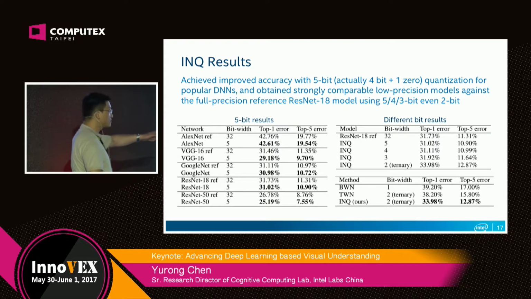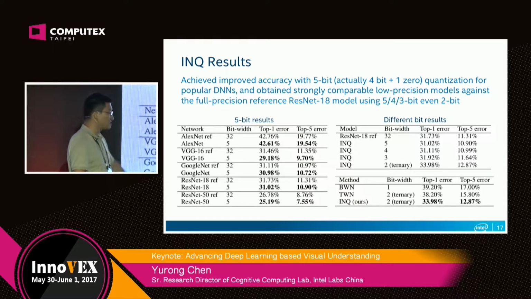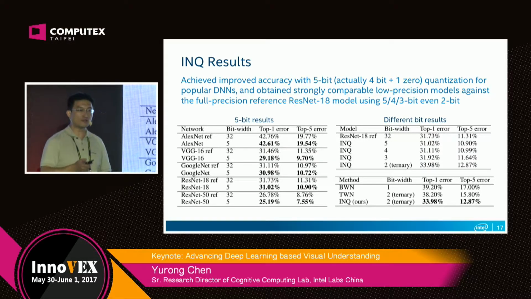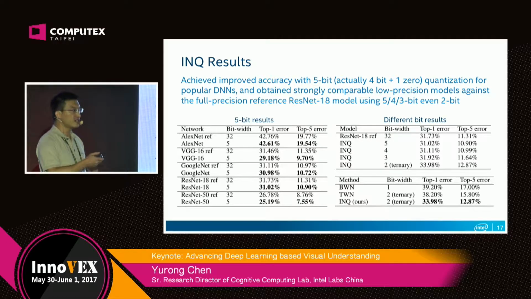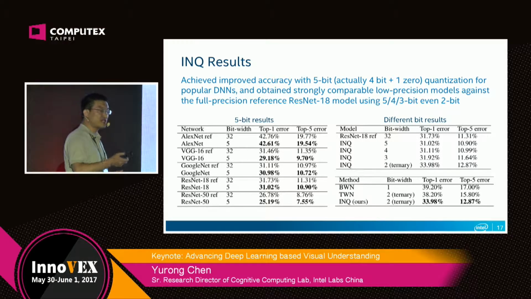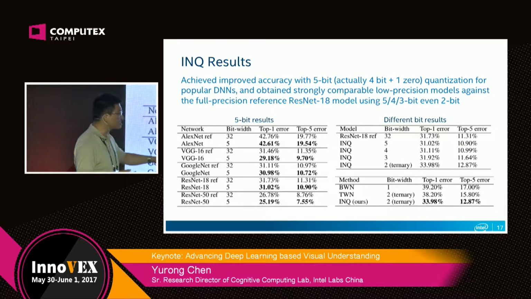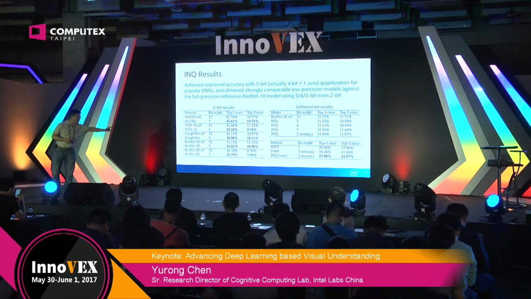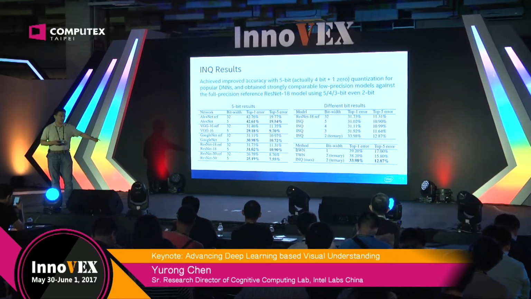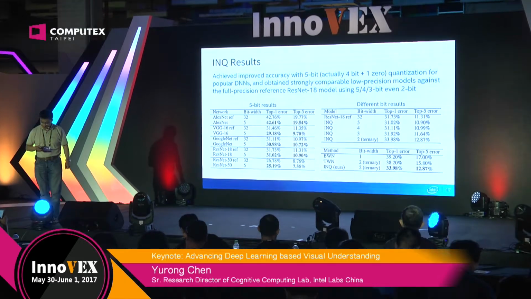And as for the 2-bit quantization models, although its top 1 and top 5 recognition rates are a little bit worse than the pre-trained full precision model, its accuracy is considerably better than the state-of-the-art results reported for the binary weight networks and the ternary weight networks.